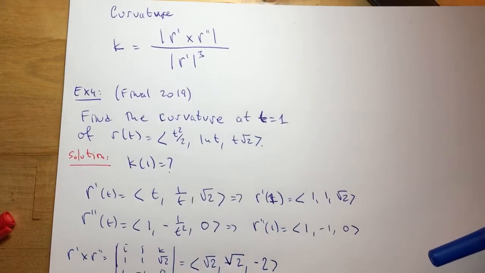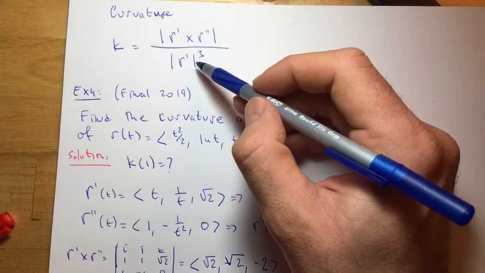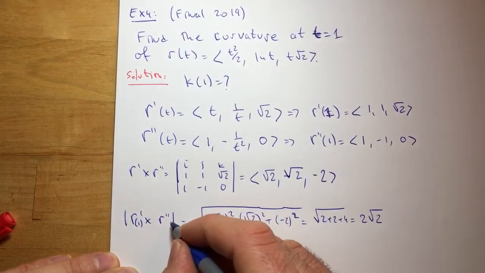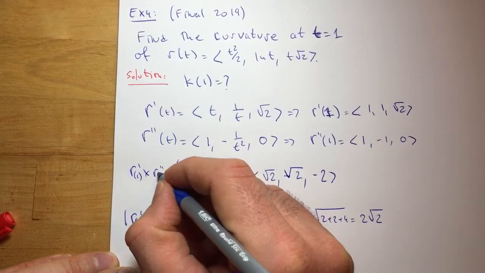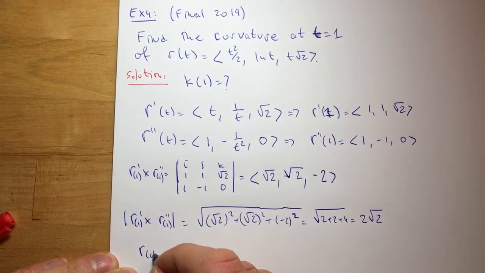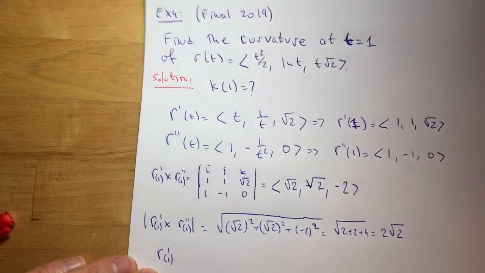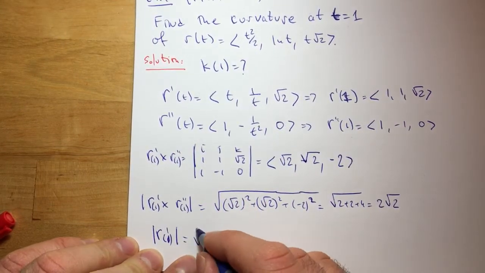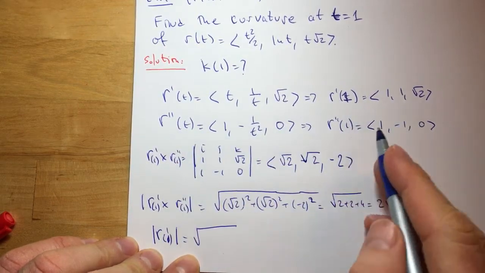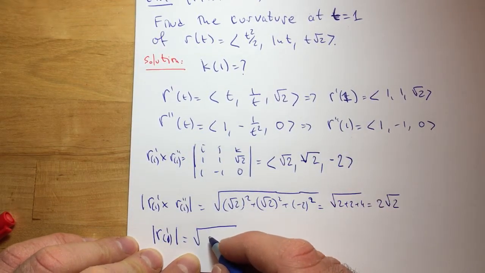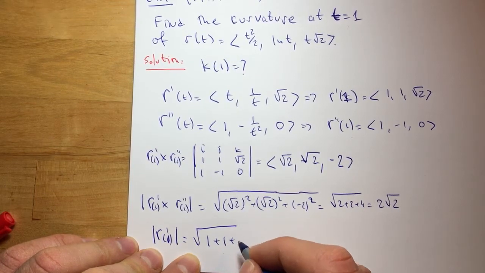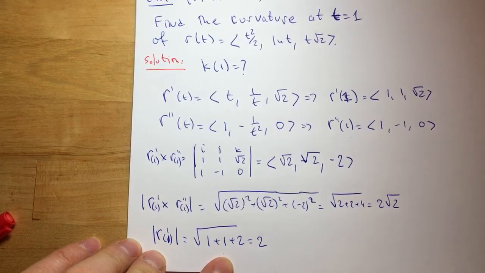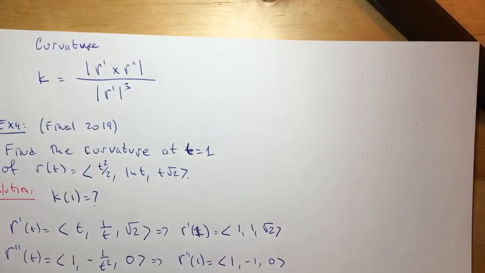And then the only thing that I'm missing is finding how much is the magnitude of r prime. This is of course at 1, evaluated at 1. So r prime at 1, the derivative, how much is the magnitude of that vector: square root of 1 squared plus 1 squared plus square root of 2 squared, which is square root of 4, which is 2. Okay, so finally we can come here.